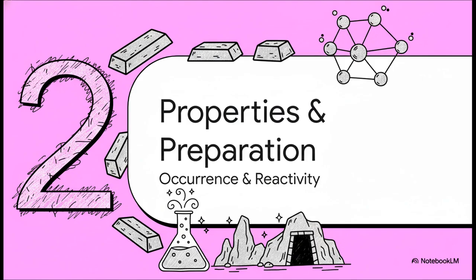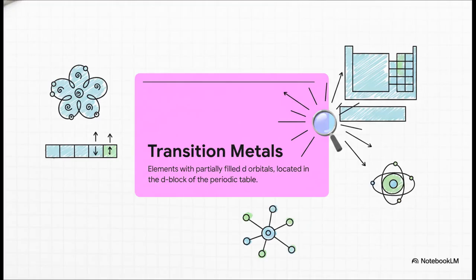All right, first up, let's talk about the real basics of these metals. Where do we find them, and how do they act? So what is a transition metal, really? Well, it all comes down to their electrons. They're the elements with those partially filled d orbitals, and you find them right in that middle section, the d block, of the periodic table. Seriously, that is where all the magic happens.